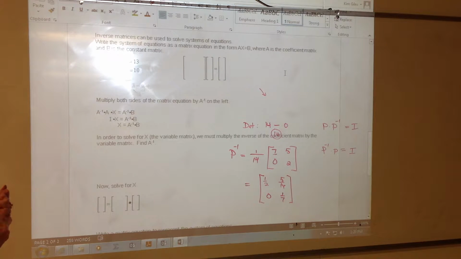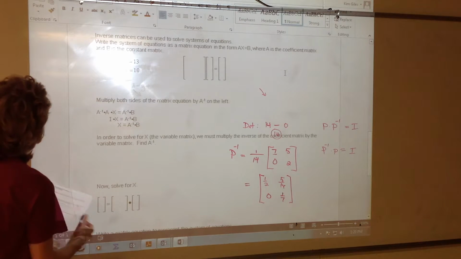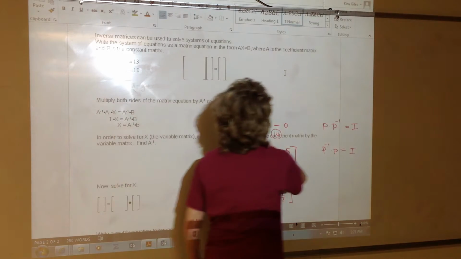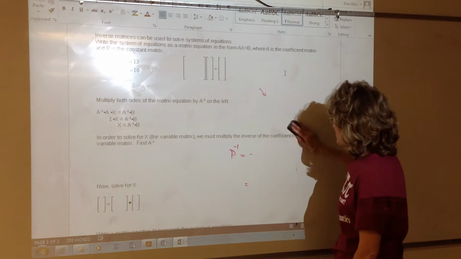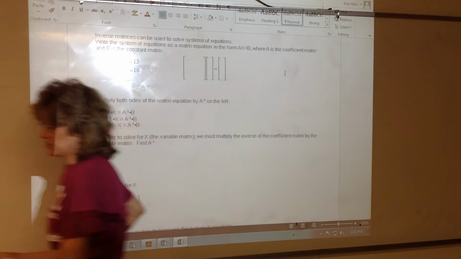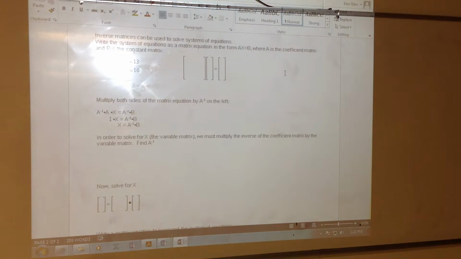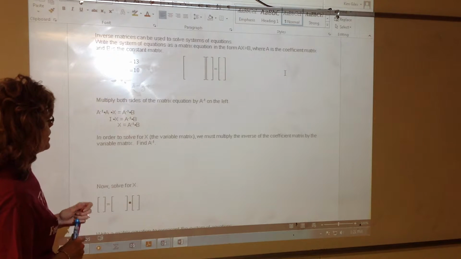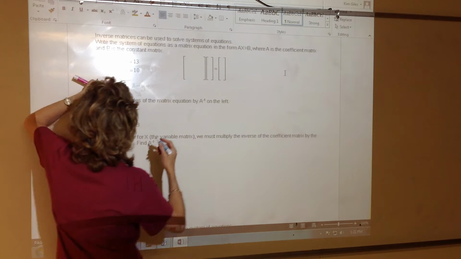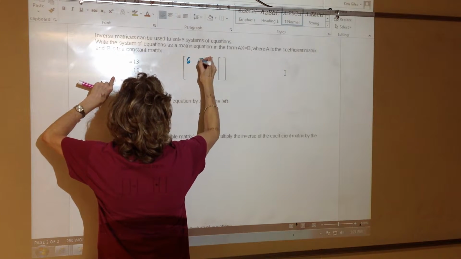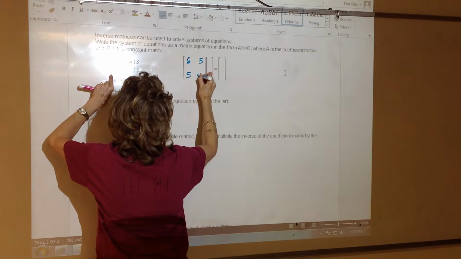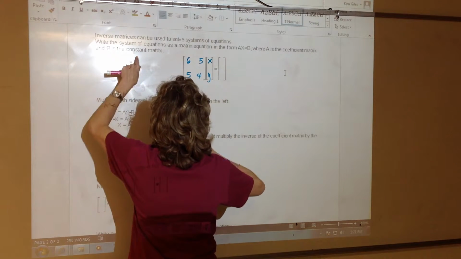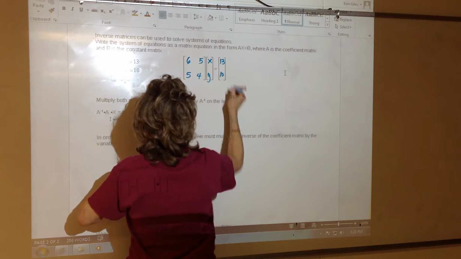So on the back side, we're going to use inverse matrices to solve a system of equations. And if we're going to do that, the very first thing that we have to do is change this system of equations that we have right now to a matrix equation. So you're always going to have a coefficient matrix, 6, 5, 5, 4, and a variable matrix, x, y, and a solution matrix, 13, 10.